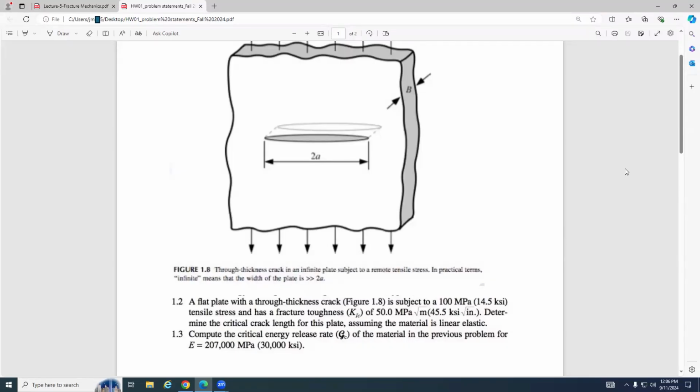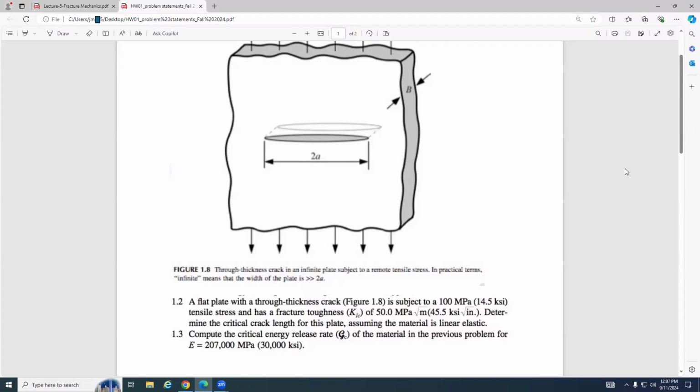This KI is dependent upon the loading condition and the material. However, KIC is different, and KIC depends totally upon your material. As I said, if you select a material, then KIC is almost fixed. It varies just a little bit, and theoretically we call it fixed. So given this sigma, we want to determine the critical crack length for this plate.